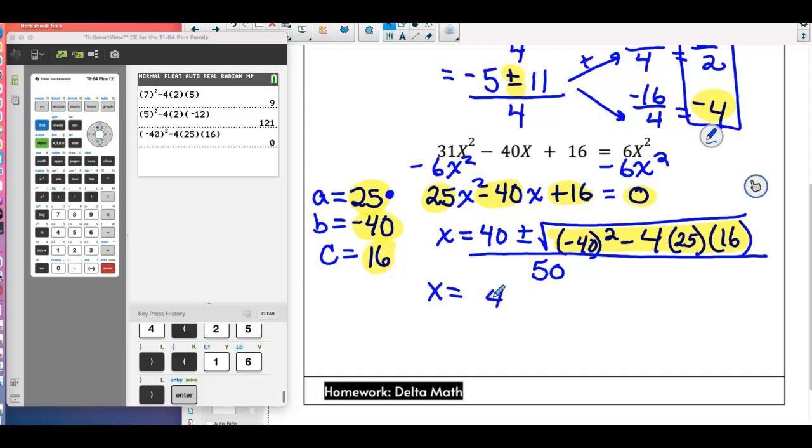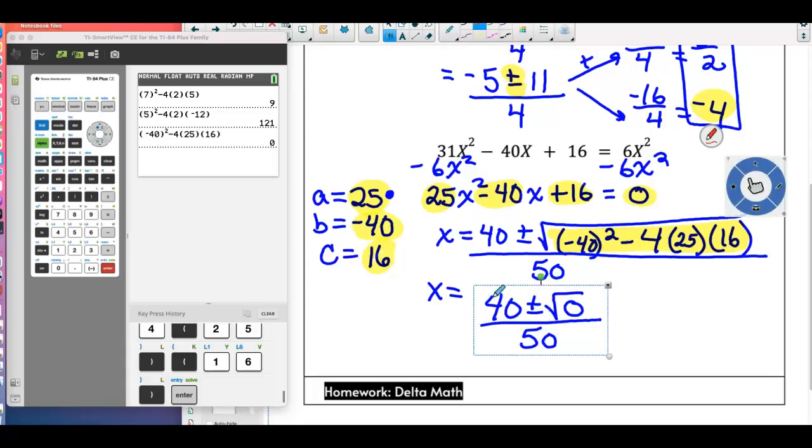So I'm back, I have a 40 plus or minus the square root of 0 all over 50. Although 0 isn't considered a perfect square, it's pretty obvious what the square root of 0 would be, right? What times itself gives us a 0? And the answer to that is 0. So I'll have the 40 plus or minus 0 all over 50.